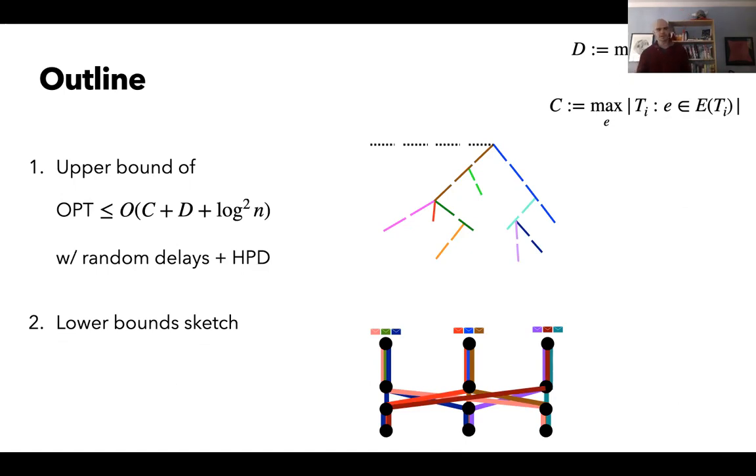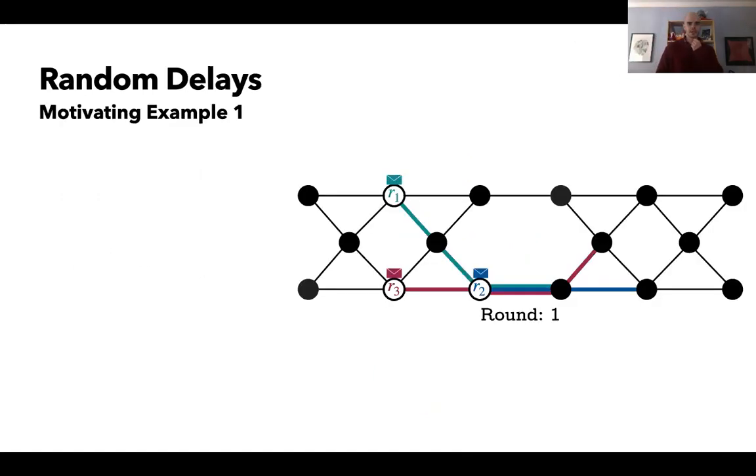Okay, so first I'm going to talk about our upper bound of C plus D plus log squared. Our upper bound is going to use the idea of random delays and heavy path decompositions, which I'll describe. Then I'm going to sketch our lower bounds, both the C times D and the C plus D plus log n lower bound. Okay, so let me talk about the upper bound, and this idea of random delays.